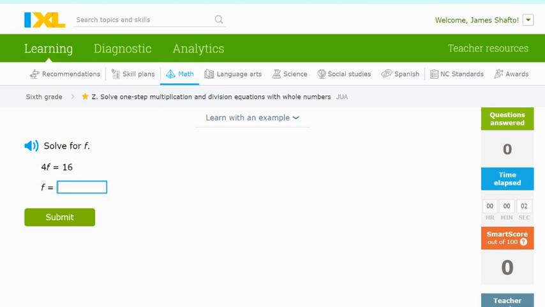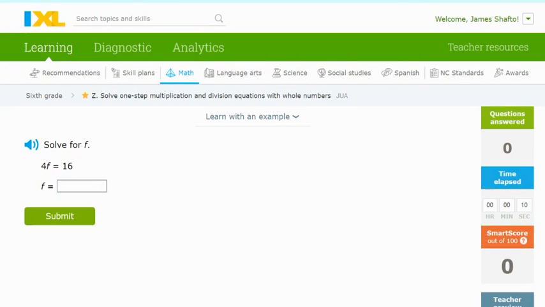Let's start by looking at the first question. It says 4f equals 16. And so what I'm going to do is write 4f equals 16 off to the side. What I'll notice is that this is 4 times f, because if you remember, when I have a letter mashed up against a number, it means I'm multiplying. So if I took 4 times something equals 16, we know that 4 times 4 is equal to 16. So we can already guess that it's probably going to be 4.